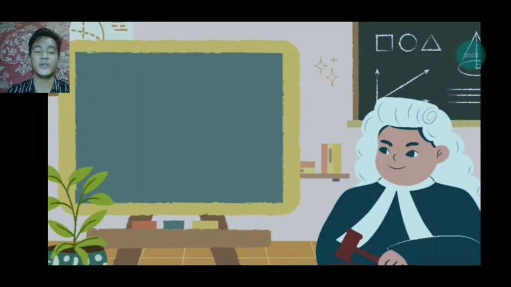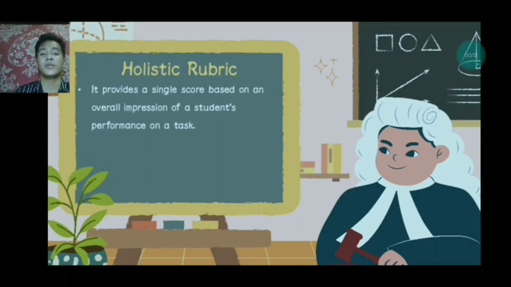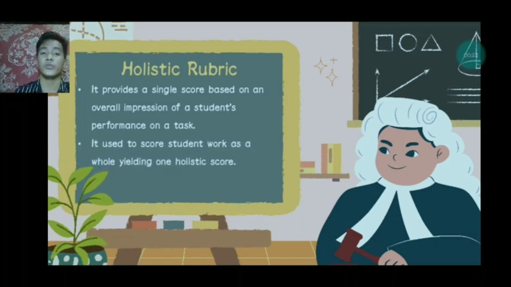So, I, Ruben Balduman Kantutay, will discuss the first type of rubric, which is the holistic rubric. So, a holistic rubric provides a single score based on an overall impression of a student's performance on a task. It is used to score student work as a whole, yielding one holistic score. So, when we say holistic rubric, it consists of a single scale with all criteria to be included in the evaluation being considered together.